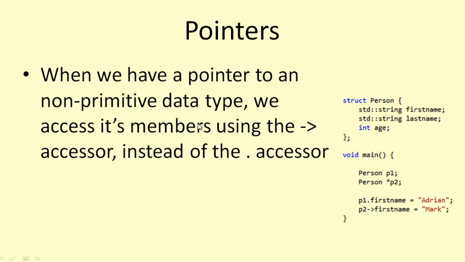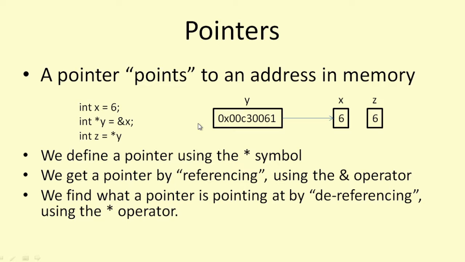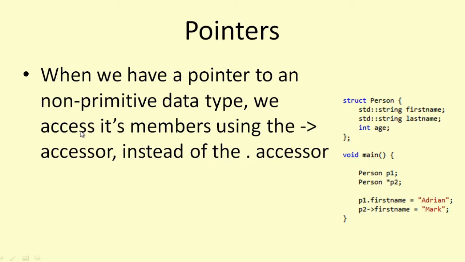Yeah, so as far as non-primitive data types, and when I say primitive, I'm talking about ints, floats, chars, bools, all those sorts of things. When we're dealing with non-primitive data types, so structs, classes, objects, all that sort of stuff, we access its methods using the, I don't know, do you know if this symbol has a name, the arrow? Yeah, I just call it the arrow accessor. It's probably got one, but I don't know what it is. Instead of the dot accessor.